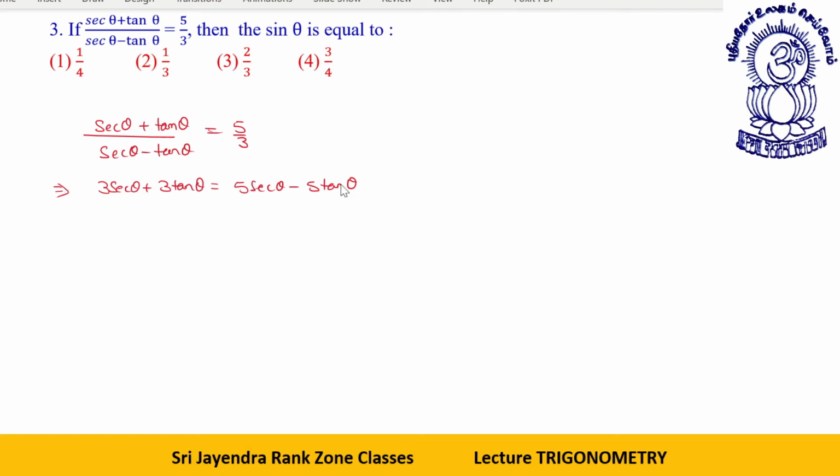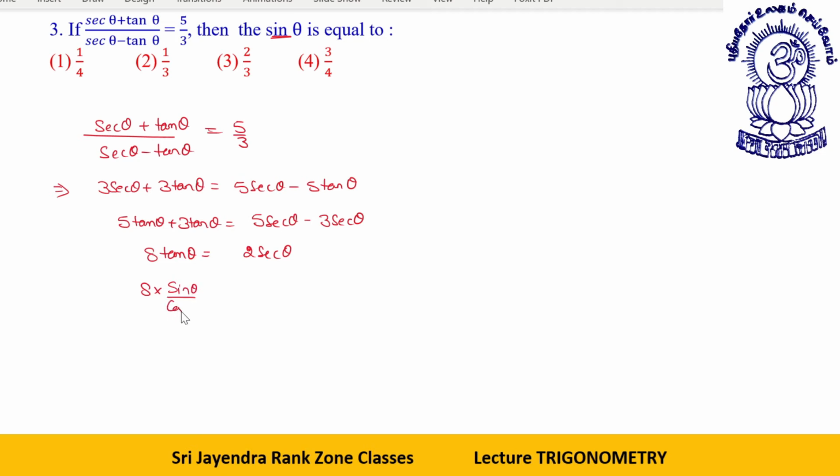Now what we have, this 5 tan theta will come over here, plus 3 tan theta is equal to 5 sec theta minus 3 sec theta. 5 tan theta plus 3 tan theta is 8 tan theta, equal to 2 sec theta. Now what do we require? See, 8. We require sine theta.